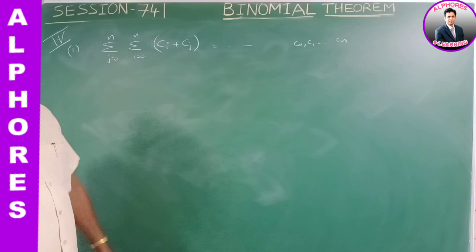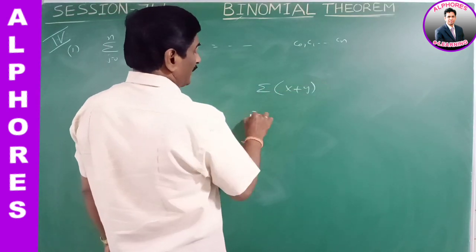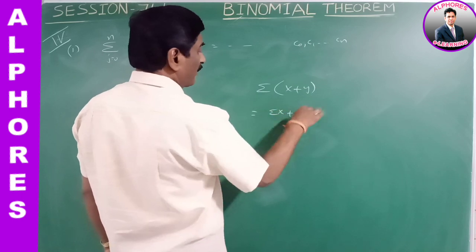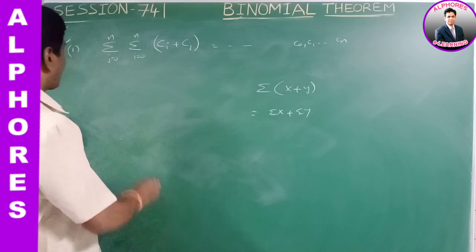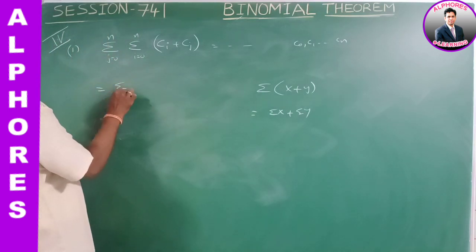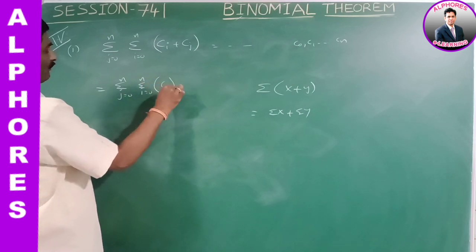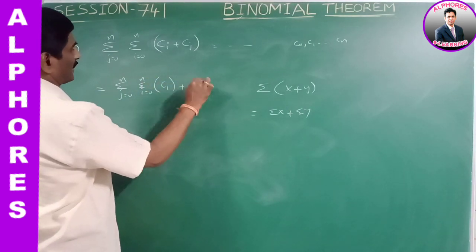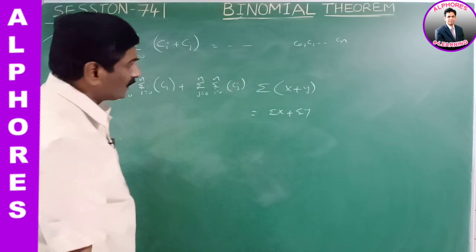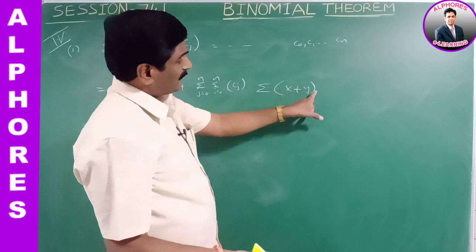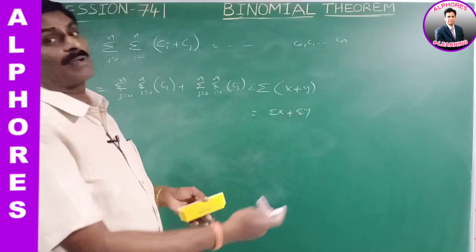What is this value? Suppose the problem is in this way, sigma of x plus y. It can be reduced into sigma x plus sigma y. Already we know about this value. Similarly, here double sigma. It can be reduced into, please observe this value, sigma of j is equal to 0 to n, sigma I is equal to 0 to n, c suffix I, plus double sigma of j is equal to 0 to n, I is equal to 0 to n, c suffix j. Any doubt in this value? In single sigma notation, sigma of x plus y means sigma x plus sigma y. Double sigma of x plus y means double sigma of x plus double sigma of y.